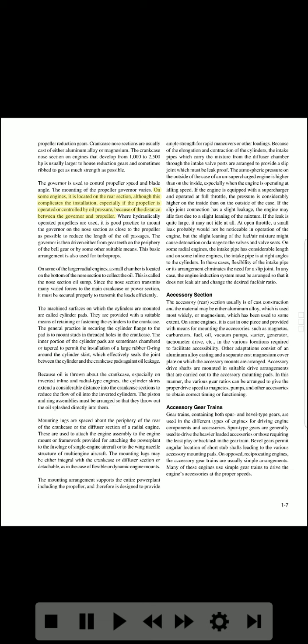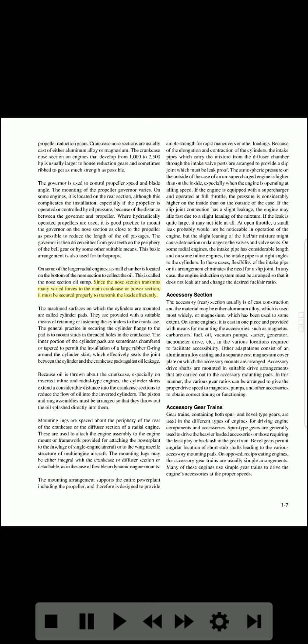Because of the distance between the governor and propeller, where hydraulically operated propellers are used, it is good practice to mount the governor on the nose section as close to the propeller as possible to reduce the length of the oil passages. The governor is then driven either from gear teeth on the periphery of the bell gear or by some other suitable means. This basic arrangement is also used for turboprops. On some of the larger radial engines, a small chamber is located on the bottom of the nose section to collect the oil. This is called the nose section oil sump.